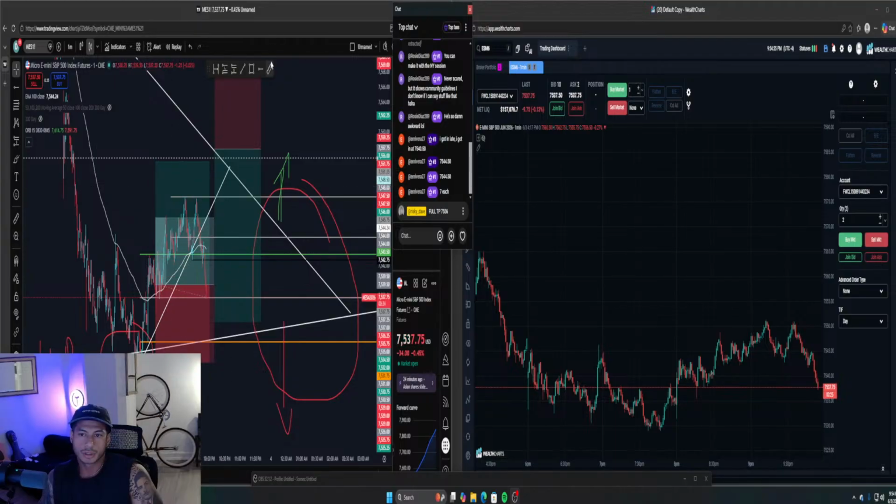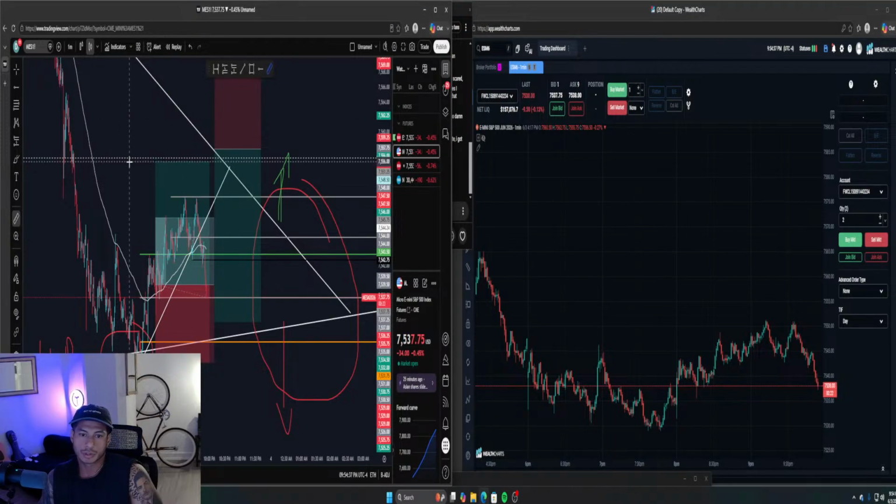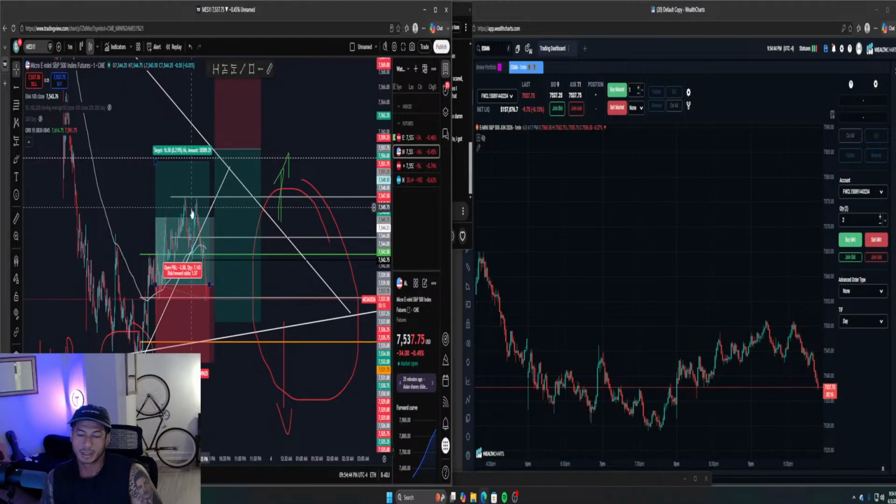Trade came pretty close to full TP up there. Let's see how short it was. Trade was 19 ticks away from full TP. Didn't quite make it yet. Doesn't mean it's not going to go back up though, guys. So if you're in on the original entry, you're not that down right now.